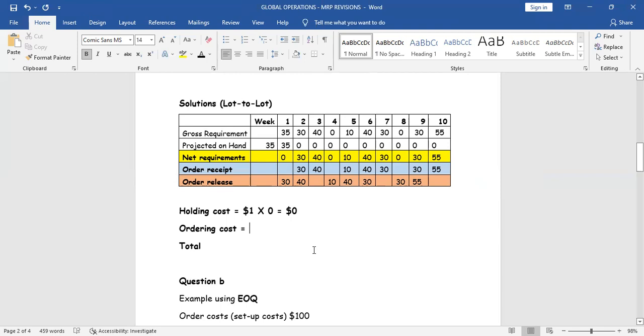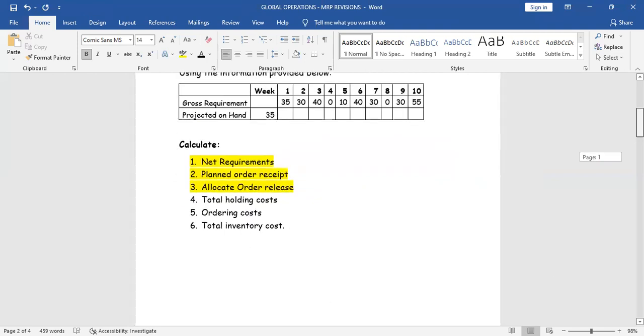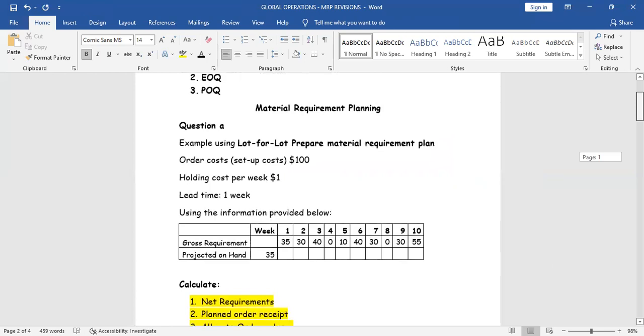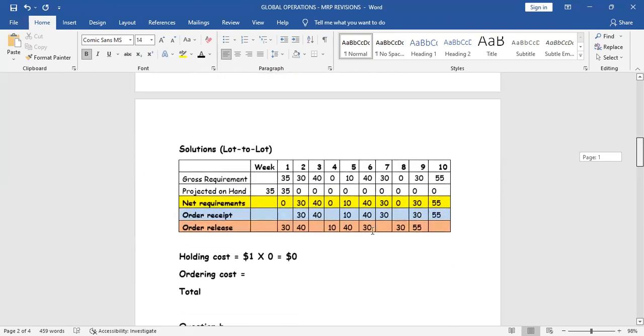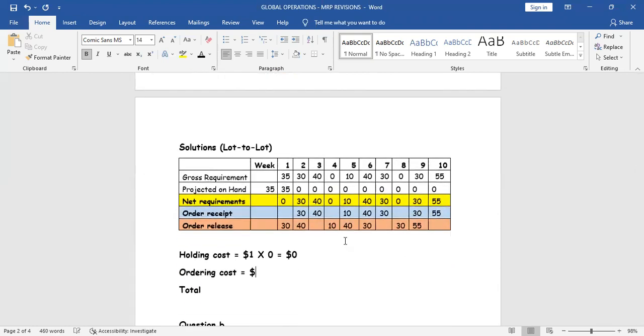Okay. So what is the order cost? The order cost, which is equivalent to the setup cost, is $100 per order. So I have $100 being multiplied by 7 orders, which is 700.